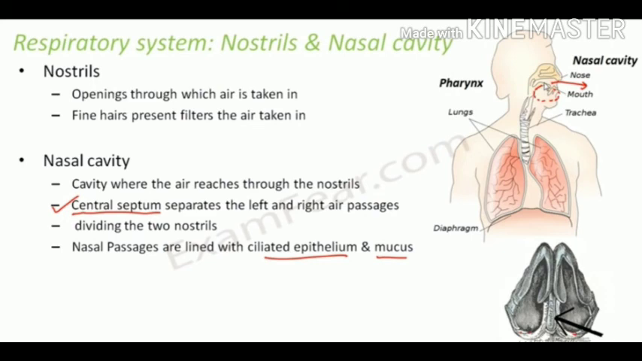So mucus moistens the air that we take in, and cilia block any dust particles and microorganisms present in the air that enter our nose. So actually this cilia, mucus as well as the fine hairs present in the nostrils help to prevent dust particles from entering inside our body. The nasal cavity and the oral cavity are separated by a bony plate.